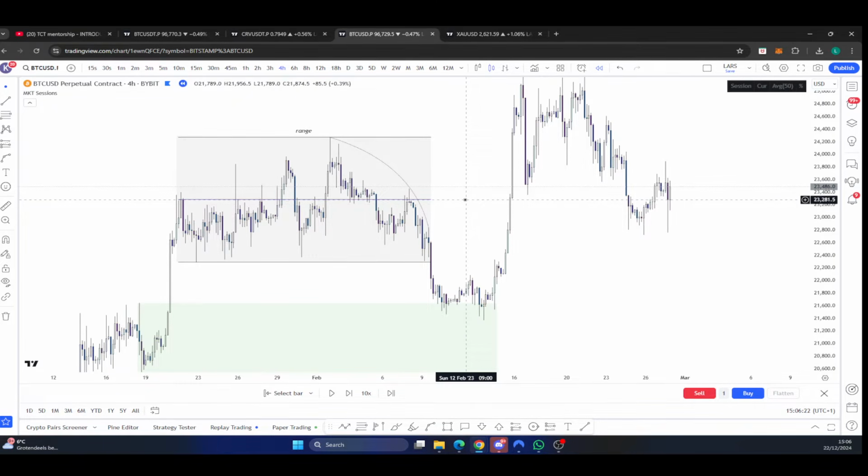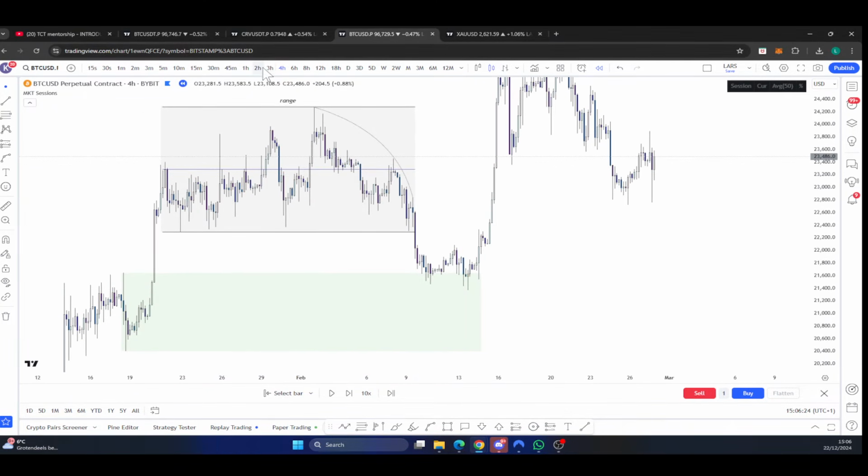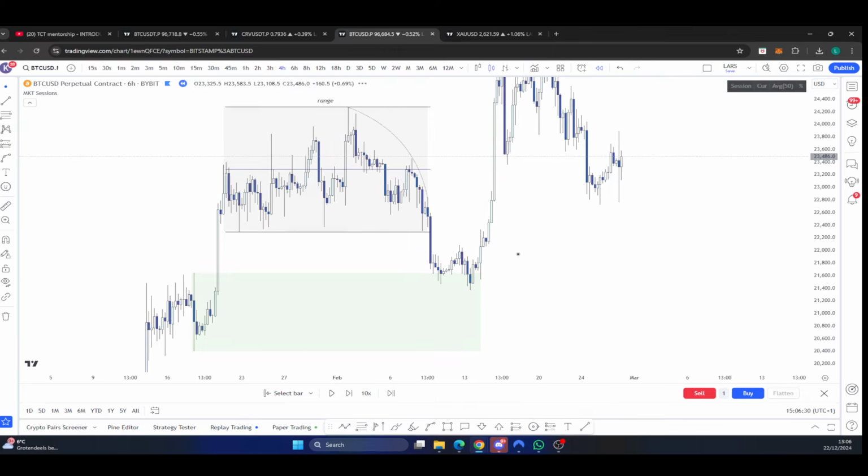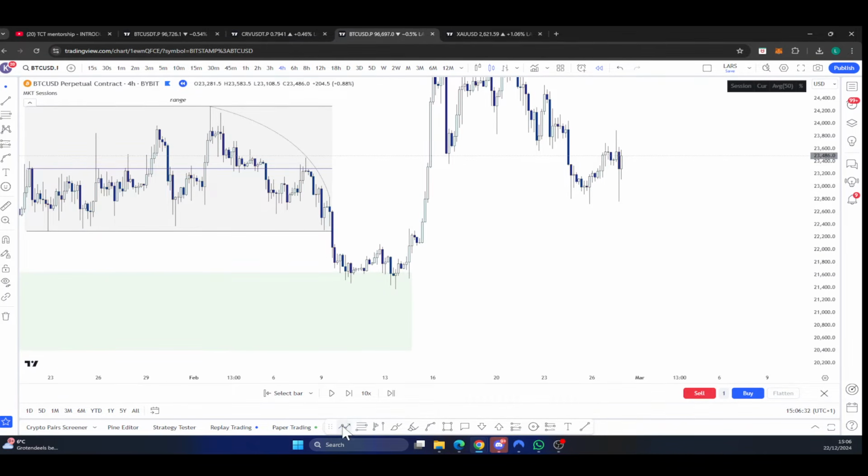Okay, now let's look at the range that gets created in the manipulation phase, because what we can see right here is that price is coming down, we're coming up, and then we swept that low right there. We're coming down, we pull our range from low to high. And what can we see right here? We can see we have a range low, we have a range high.